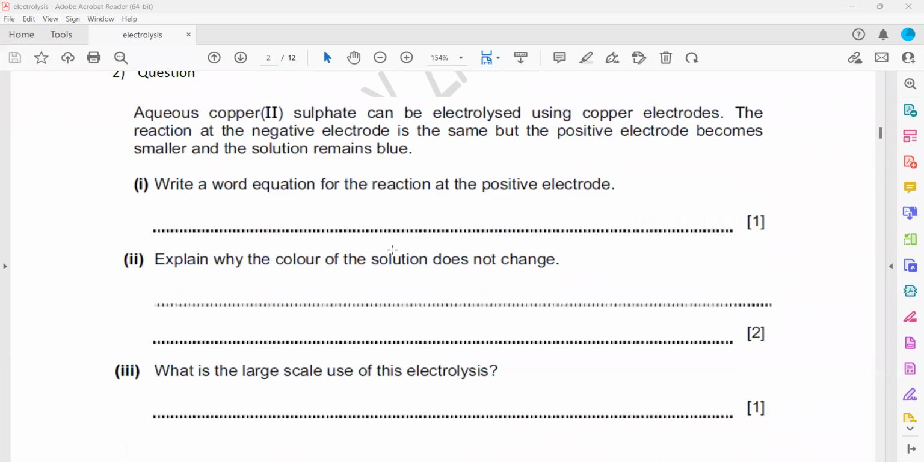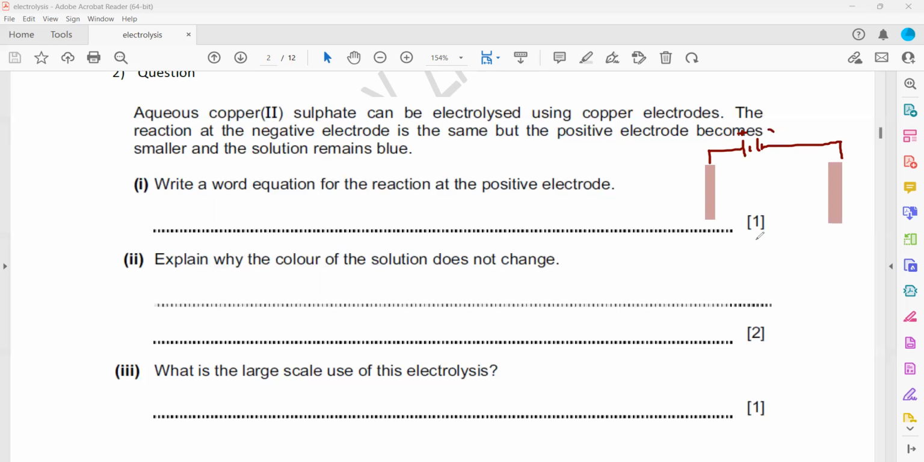In question 2, aqueous copper(II) sulfate is electrolyzed. It means we have 2 electrodes, using copper electrodes, not carbon. The previous question used carbon electrodes, but now we are using copper electrodes, meaning the anode and cathode both consist of copper.